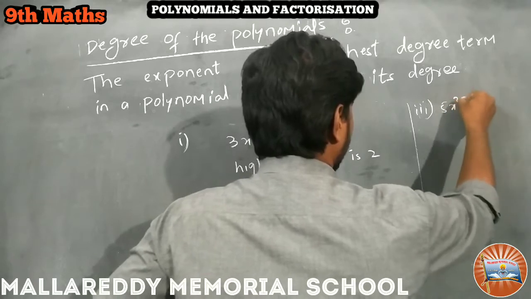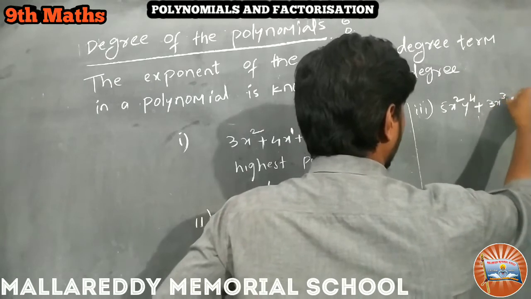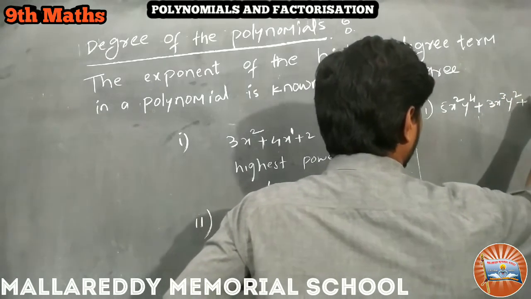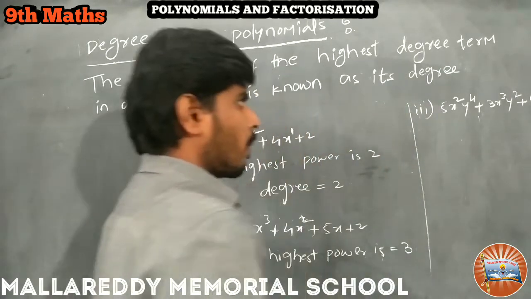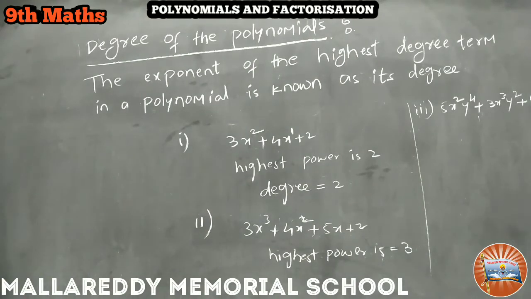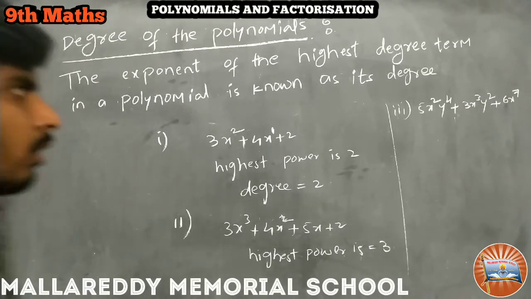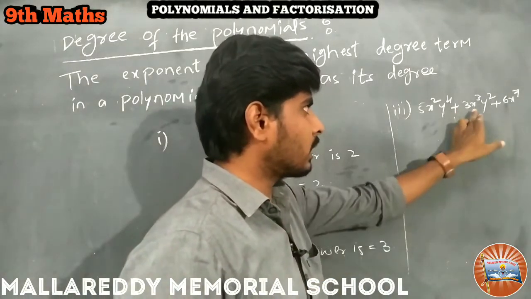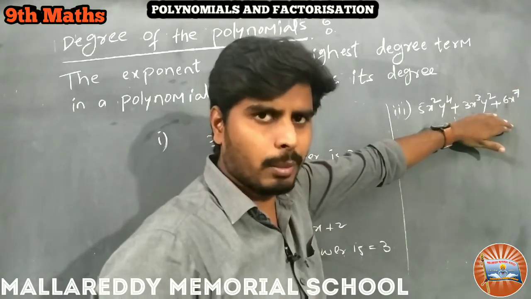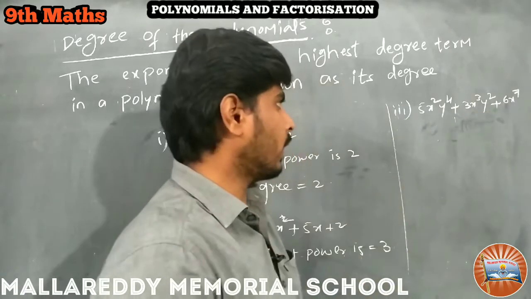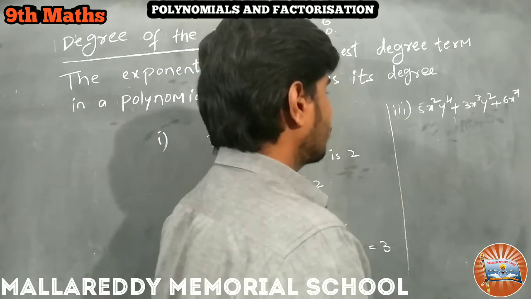Coming to this, 5x square y power 4 plus 3x cube y square plus 6x power 7 is the given polynomial. Is it a polynomial? Yes, it is a polynomial.